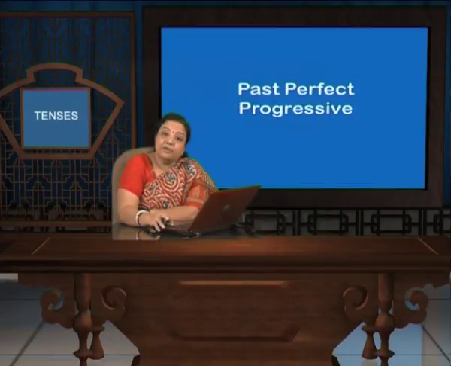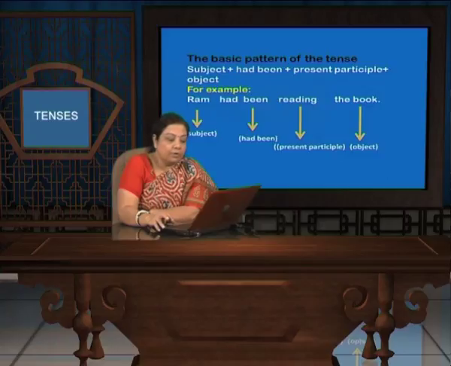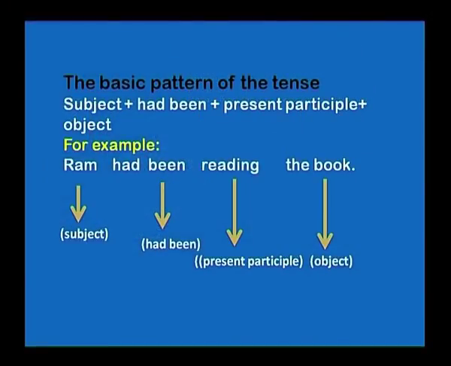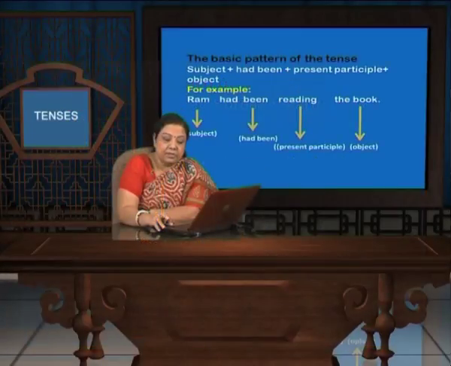You have past perfect progressive. The basic pattern would be subject plus had been plus present participle plus object. For example, Ram had been reading the book. Ram is the subject, had been, and then reading is the present participle, and the book is the object here.